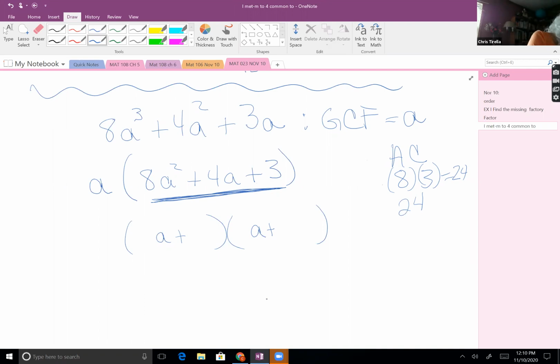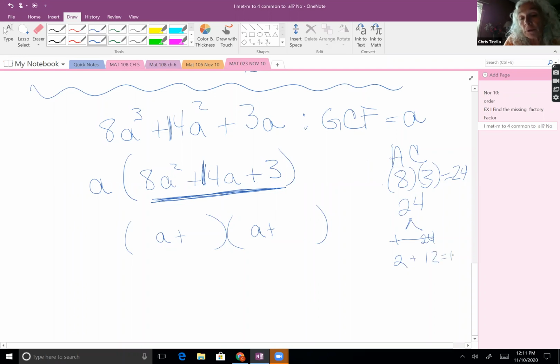4. And now I'm just checking this and I'm wondering if I copied it wrong. No, I did copy it wrong. I apologize. That 4 should be a 14. I apologize. And so 24 is 1 times 24, but that adds to 25. 2 times 12, and that does add to 14.